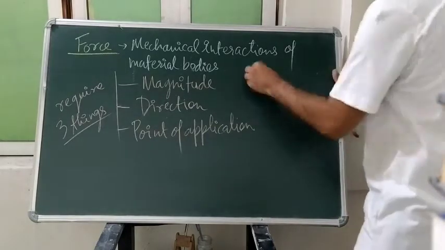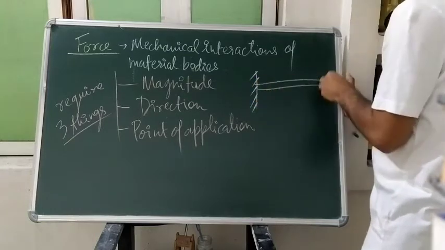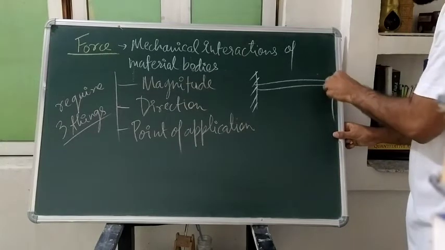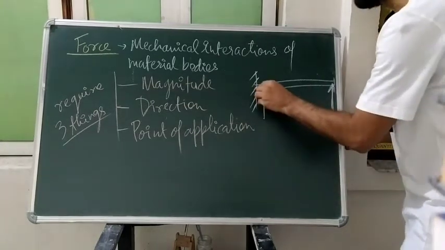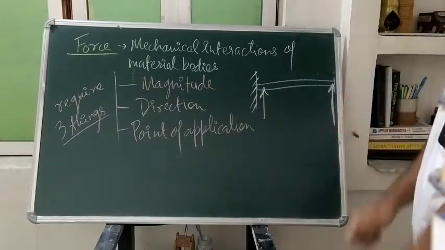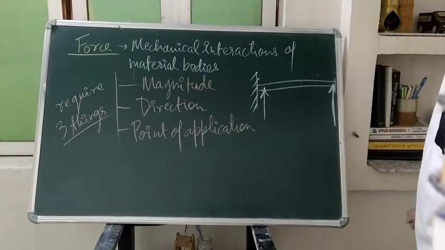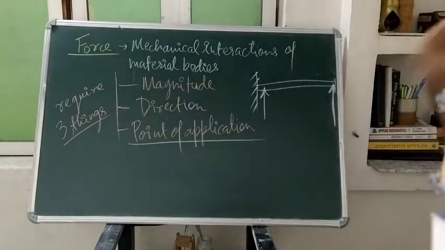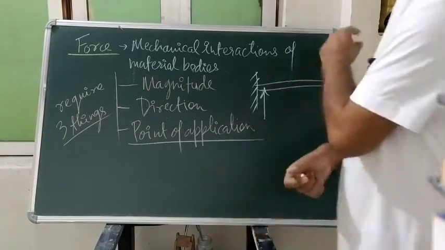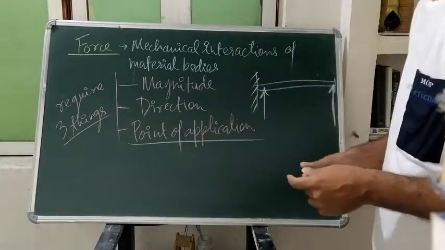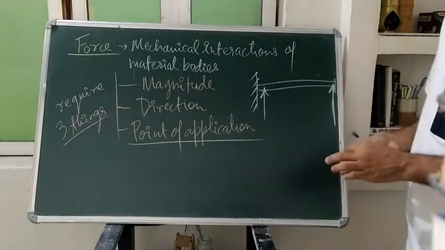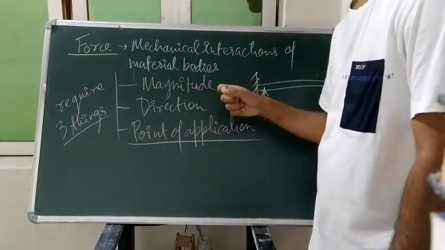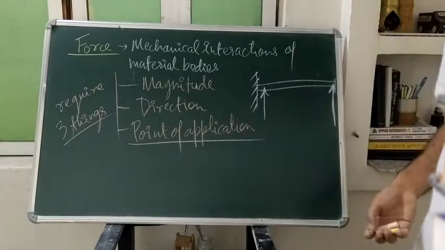Means if I have a beam, and I am applying the force at this point or this point, we will have a different kind of motion, isn't it? So the point of application is also important in force. Without stating the point of application, the force is not completely defined. So keep in mind that it has three things: magnitude, direction and point of application.